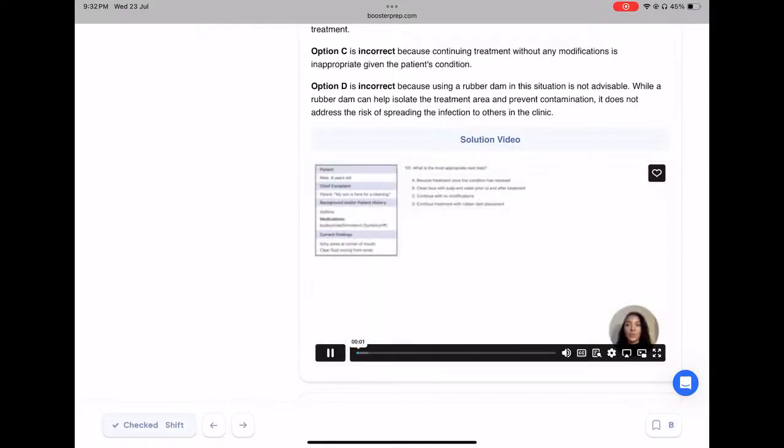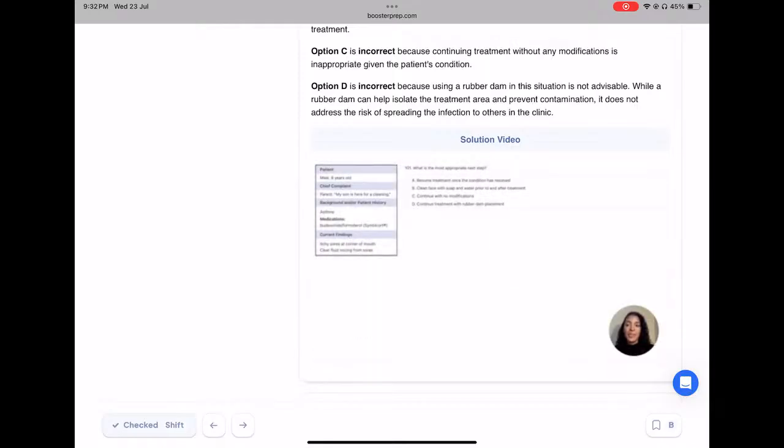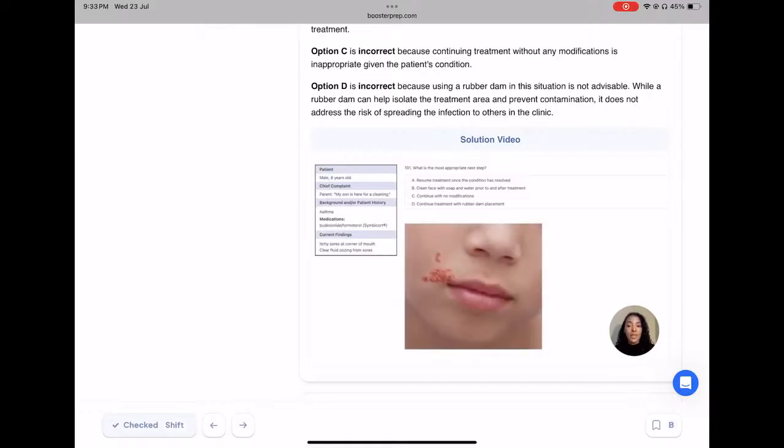So question 101 reads, what is the most appropriate next step? So here we have an 8-year-old male patient. His chief complaint is the parent says, my son is here for a cleaning. The background and patient history includes asthma, and his current findings include itchy sores at corner of the mouth, clear fluid oozing from sores. We're also given this image.